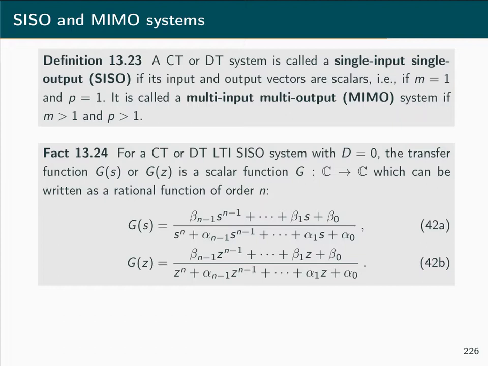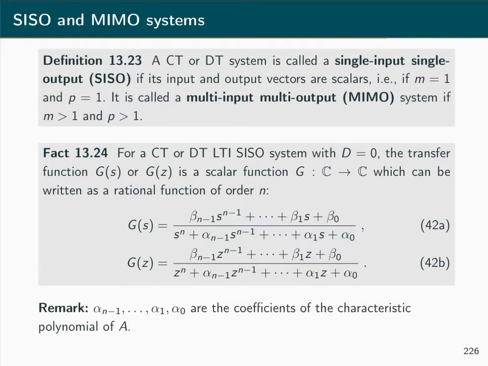and we call the scalar coefficients of this polynomial alpha n minus 1, alpha n minus 2, and so on down to alpha 0. And the numerator in either case is again a polynomial of degree at most n minus 1, and we call the coefficients of this polynomial beta n minus 1, beta n minus 2 down to beta 0. Recall that the coefficients alpha n minus 1 down to alpha 0 are in fact the coefficients of the characteristic polynomial of the matrix A.